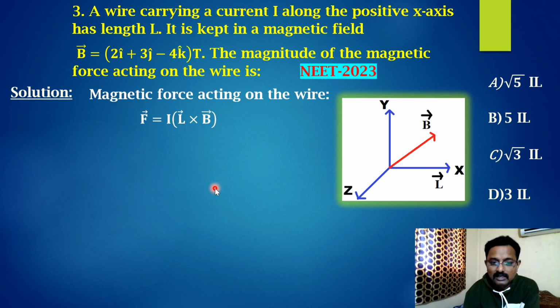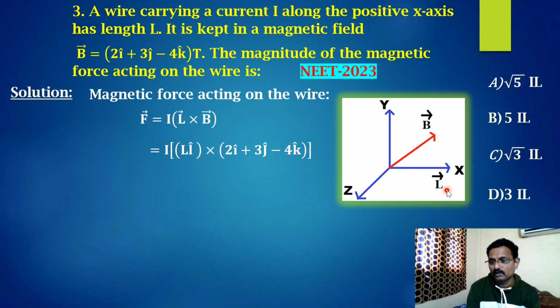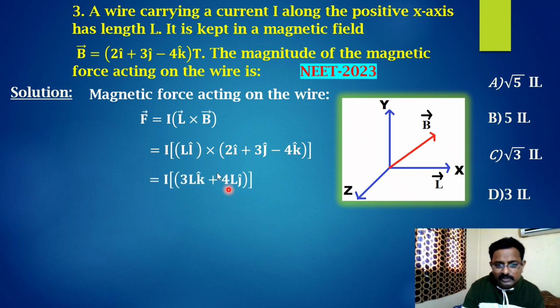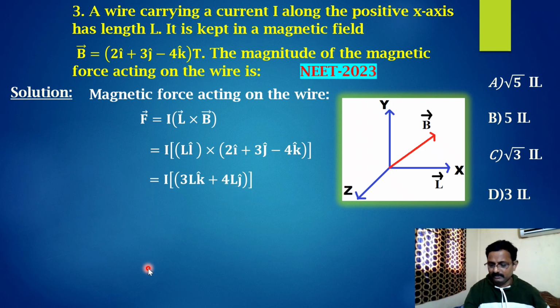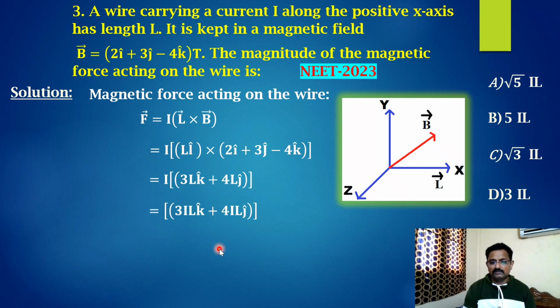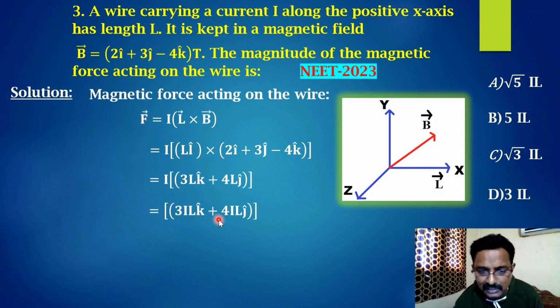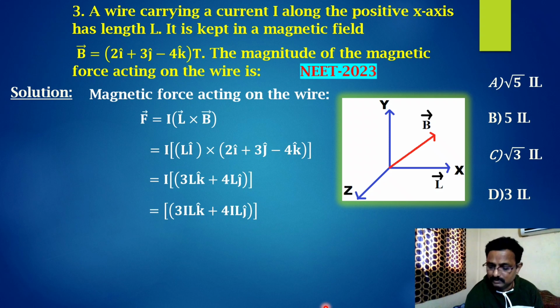Here L is a vector, that is the length of the wire. It is acting along the x-axis, that is L i^, cross vector B given 2i^ + 3j^ − 4k^. If we do the cross product, we will get 3L k^ + 4L j^, times I. So I distribute into the bracket, then we will get 3IL k^ + 4IL j^. So we got the force vector, that is 3IL k^ + 4IL j^.